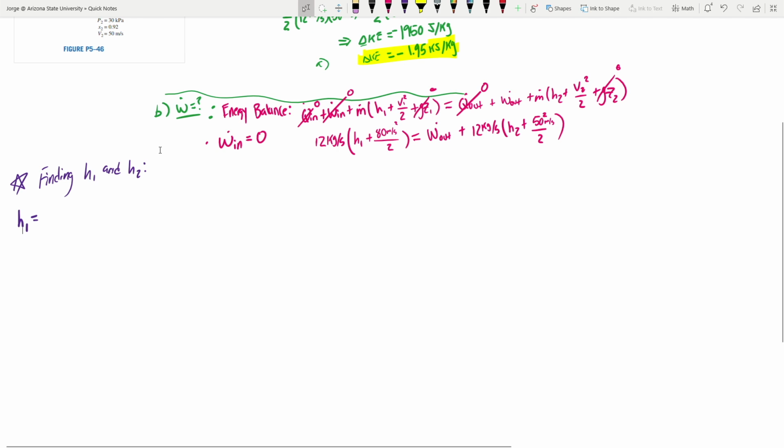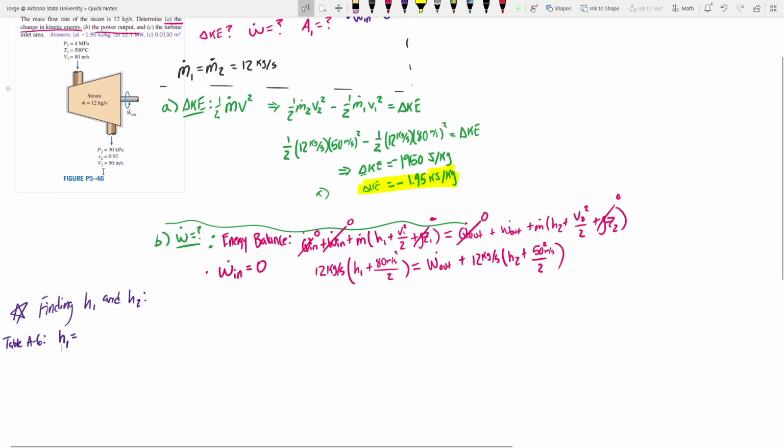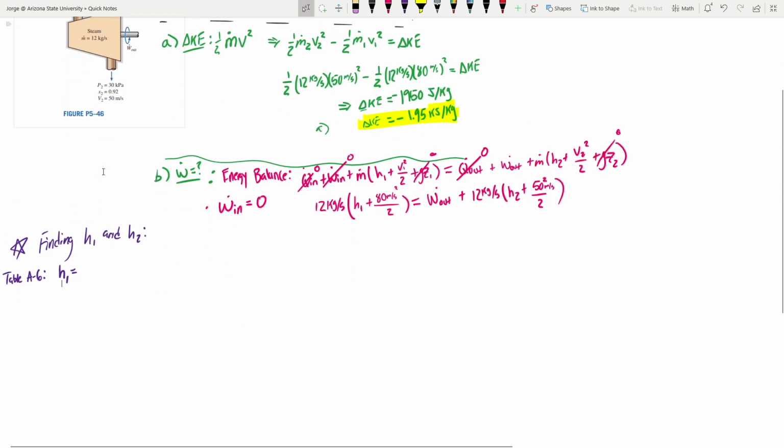So we would look at table A6. So let's write that here. So table A6, and we go to 4 MPa as well as 500 degrees Celsius, and H1 is right there in the table, and that value is 3,446 kilojoules per kilogram. All right.